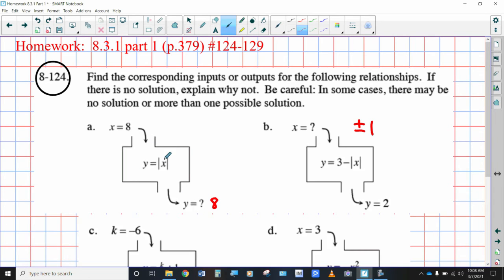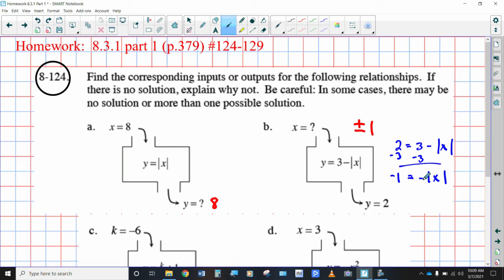So when you put the 8 in, the absolute value of 8 is 8, so your output would be 8. In this case, you have to plug in a number, and after working through the sequence, you get 2 for an answer. So what was that number initially? Well, let me change that to a different color so it stands out. So we're going to say that 2 is equal to 3 minus the absolute value of x. So what we need to do here is let's subtract 3 from each side, and that gives us -1 is equal to the opposite of the absolute value of x.